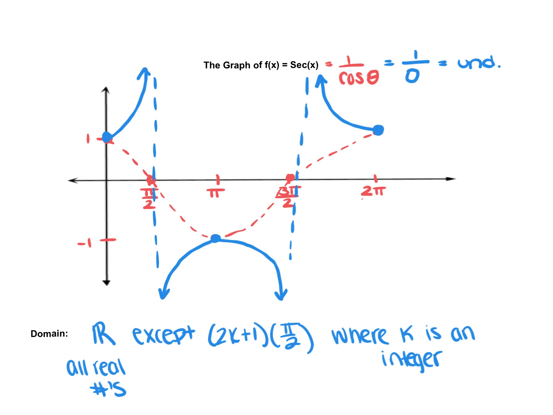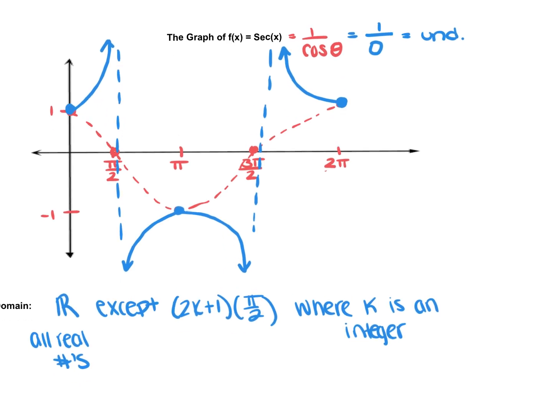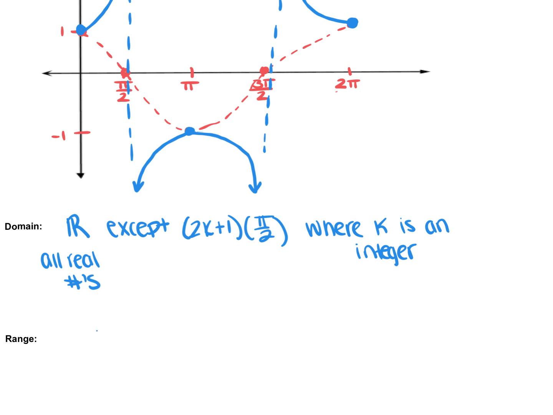All right, range is very similar to cosecant, where we start at 1 and we go up, and negative 1 and go down. It's actually identical. So we can say the range is from 1 to infinity and from negative infinity to negative 1. And that's it.